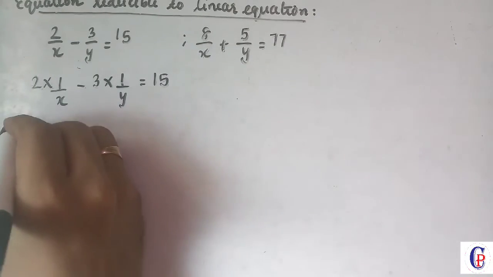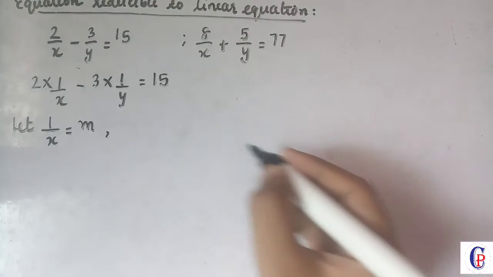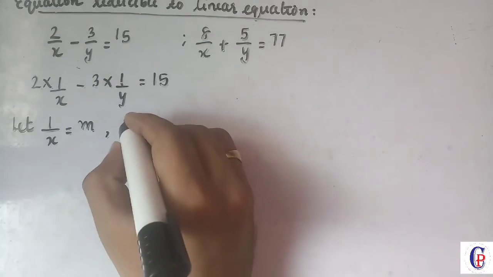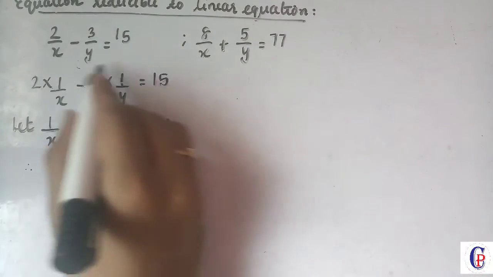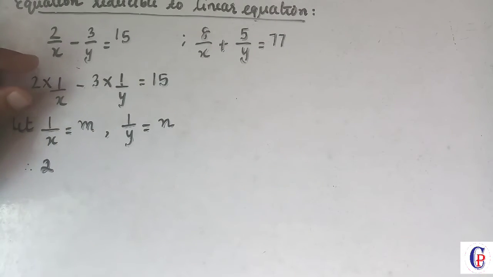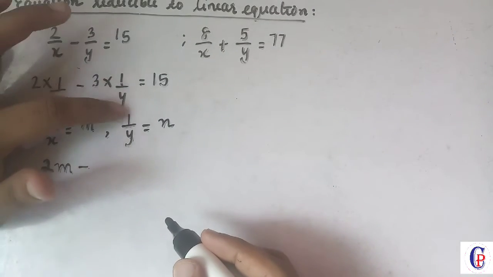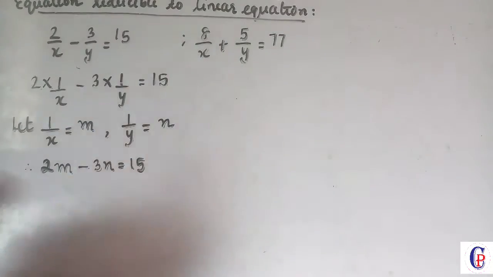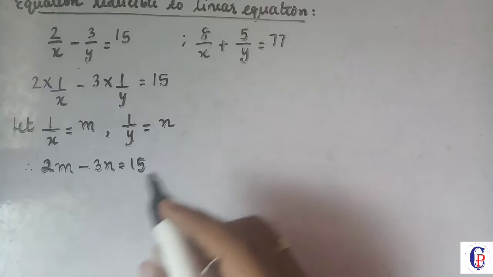Now let 1 upon x be m, and 1 upon y be n. So what will happen? This equation will become 2m minus 3 into 1 upon y, and 1 upon y is n, so 3n is equal to 15. Now you can see that this has become a linear equation in two variables, which we have solved previously.